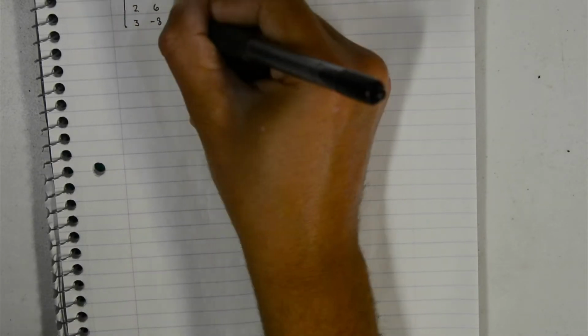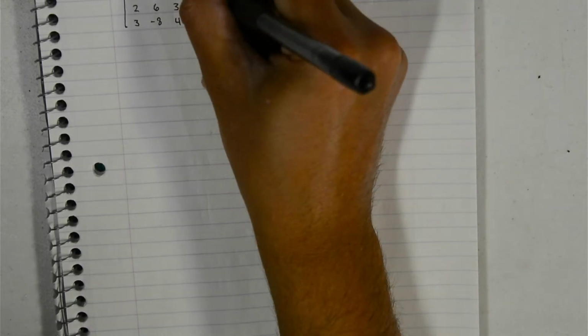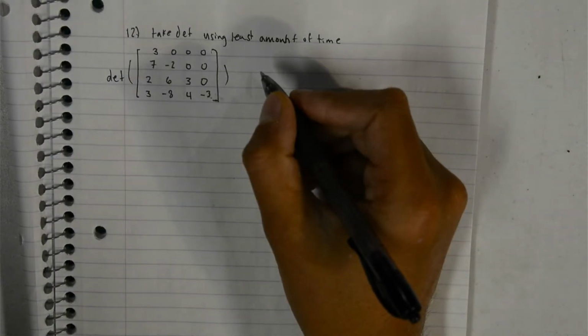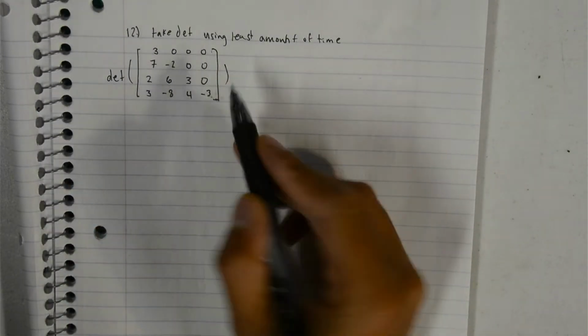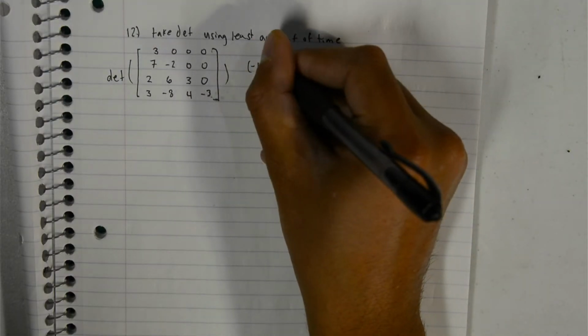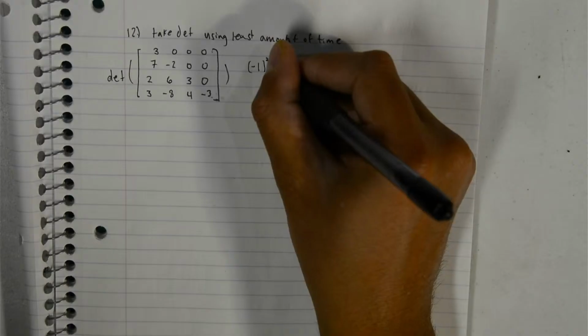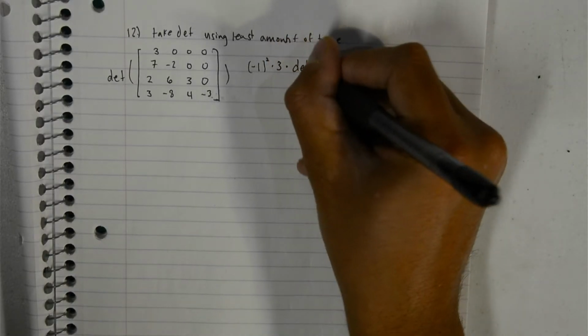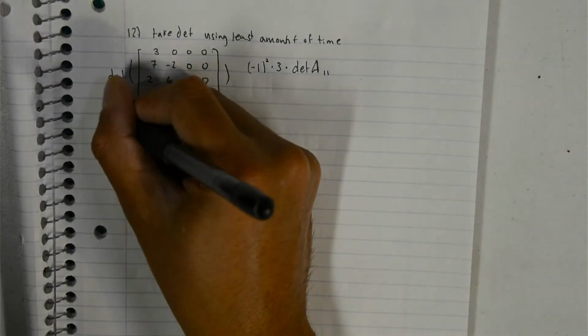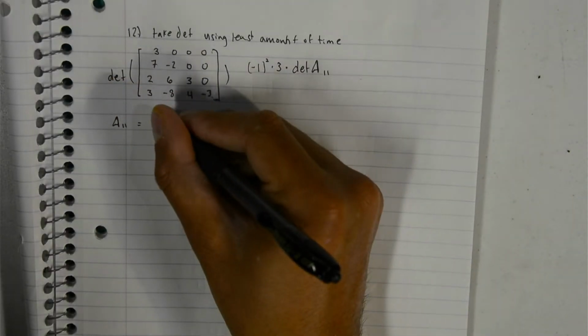3 minus 8, 4 minus 3. All right, so we need to take the det of this. We're going to go across this one, and then across this one. So we're going to get minus 1 squared, because of 1 plus 1, times 3 times det A11. So now we're going to get the det of A11, which is equal to minus 2.